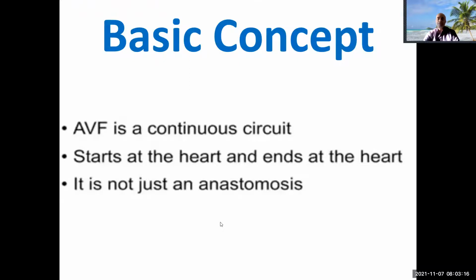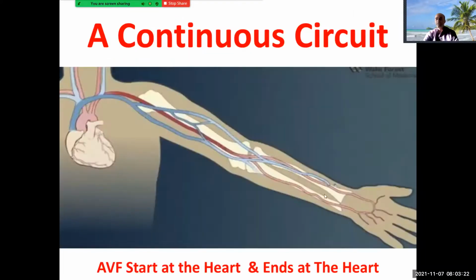An AV fistula is a continuous circuit that starts at the heart and ends at the heart. It's not just the anastomosis, as we'll see. It's not only the anastomosis here. It's already continuous. You should palpate or auscultate all this area until the heart. If you examine, you should examine all of this arm. If you auscultate, you should auscultate from the anastomosis to the heart. Blood is pumped to the fistula and then from the fistula back to the heart. This is already a continuous circuit.